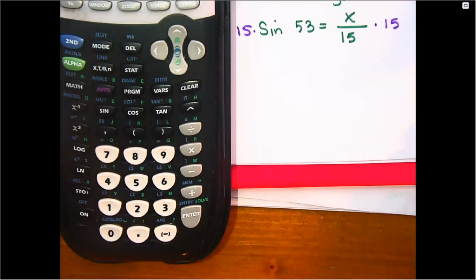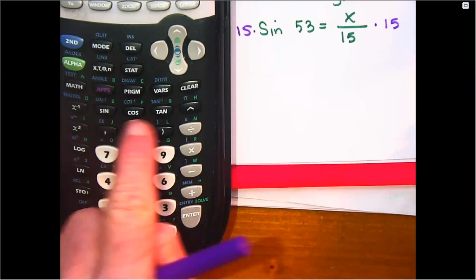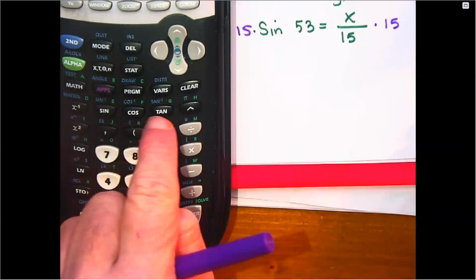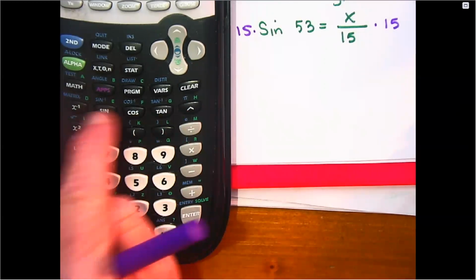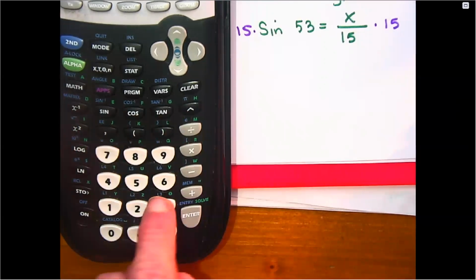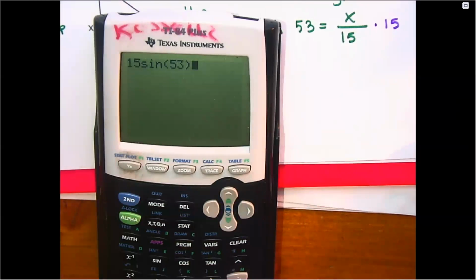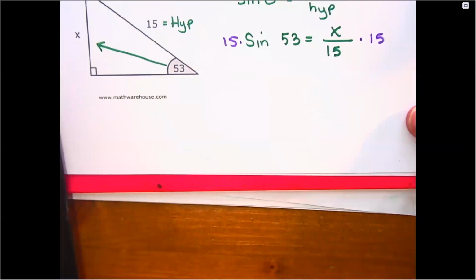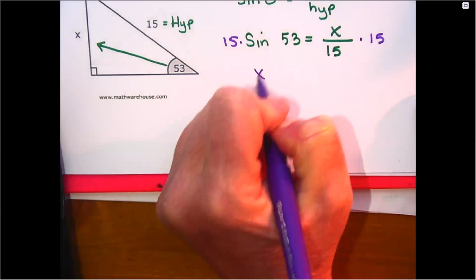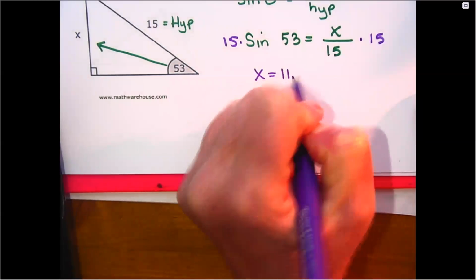I'm just going to type in 15. And then if you look across here above the 7, 8, and 9, you have sine, cosine, and tangent. So 15 times the sine of 53, and I'm going to close my parentheses, then I'm going to show you my screen. 15 times the sine of 53 equals 11.98 if I round. So X equals 11.98.